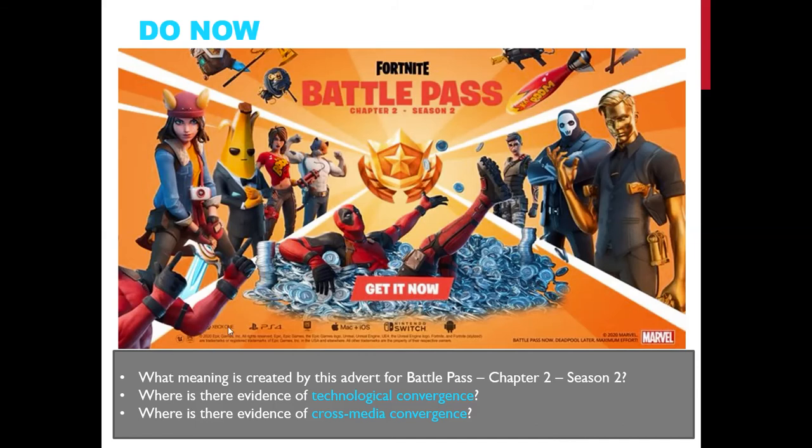As you can see here, we've got Xbox One, PS4, the Mac and iOS, the Nintendo Switch and the Android logos there. We can see that you can access Fortnite on any one of those technological platforms, so it is converging in that way across all of them. In our last lesson, we talked about the benefits and advantages for Fortnite and for the audience in this kind of technological convergence.